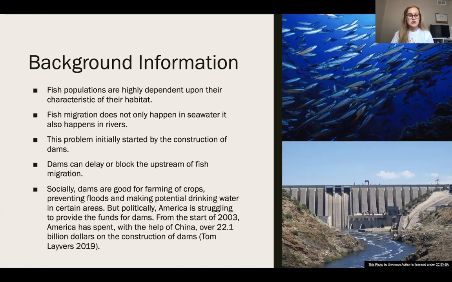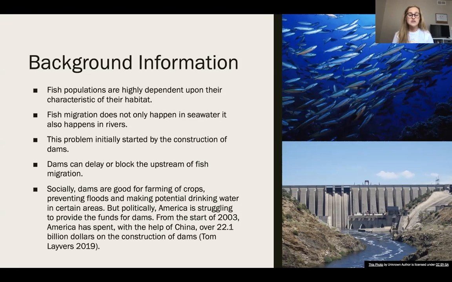Socially and politically, it ties into a lot. Socially, dams are good for farming of crops. They're good for preventing floods and making potential drinking water in certain areas, if they are still able to work effectively. But politically, America is struggling to provide the funds for dams. And I thought this was so interesting. From the start of 2003, America has spent, with the help of China, because we all know that we are in ties with China economically, over $22.1 billion on the construction of dams. That's by Tom Lavers, 2019.